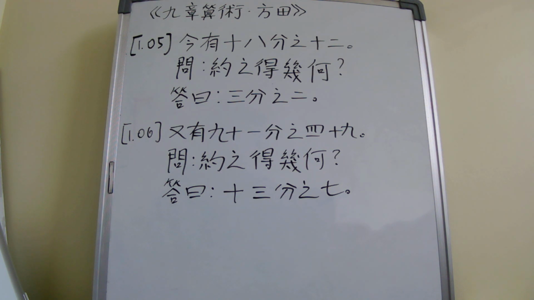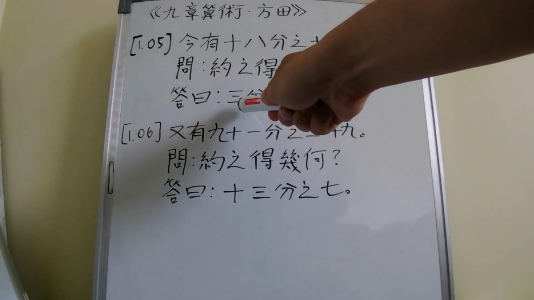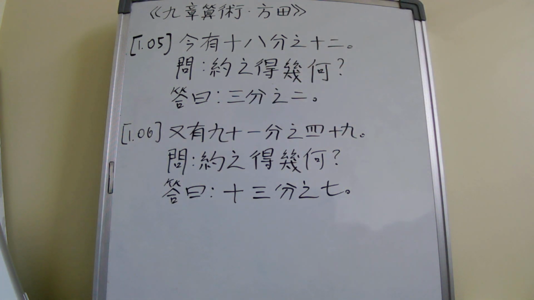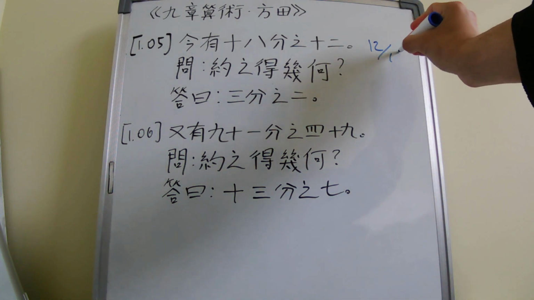So we'll begin by analyzing and interpreting the classical Chinese text, the original text. And this is problem 1.05, fifth problem. It says, 今有18分之十二. 问约之得几何? 答曰三分之二. So what does this translate to? It says, suppose there are 12 out of 18 parts, or 12/18ths. So I can write that down on the side here, 12/18ths. That's the number we're trying to reduce.